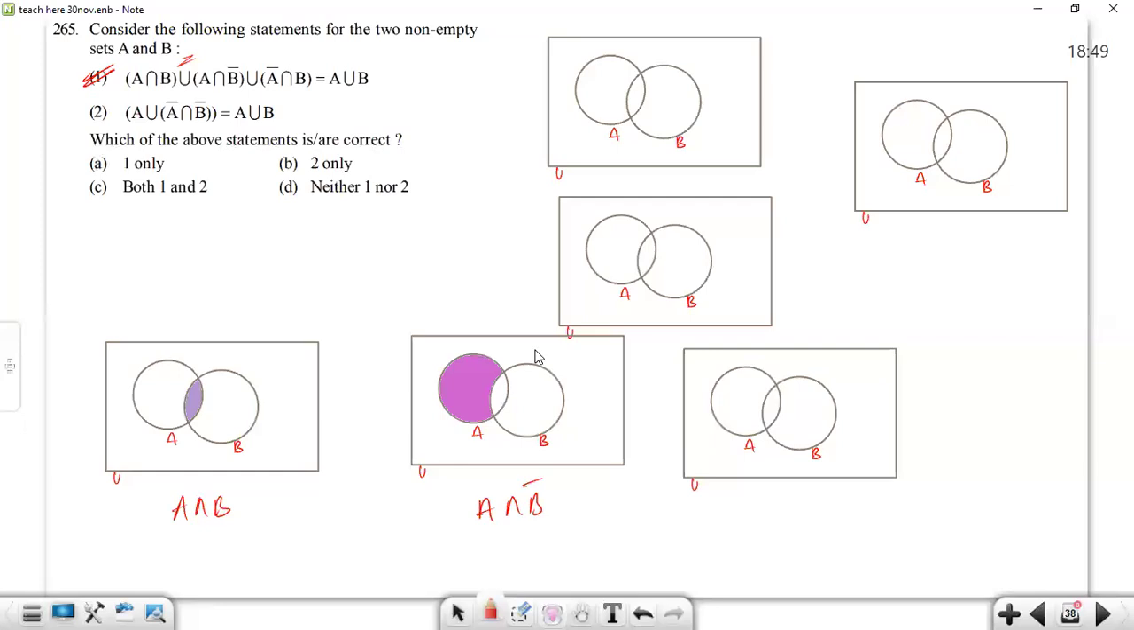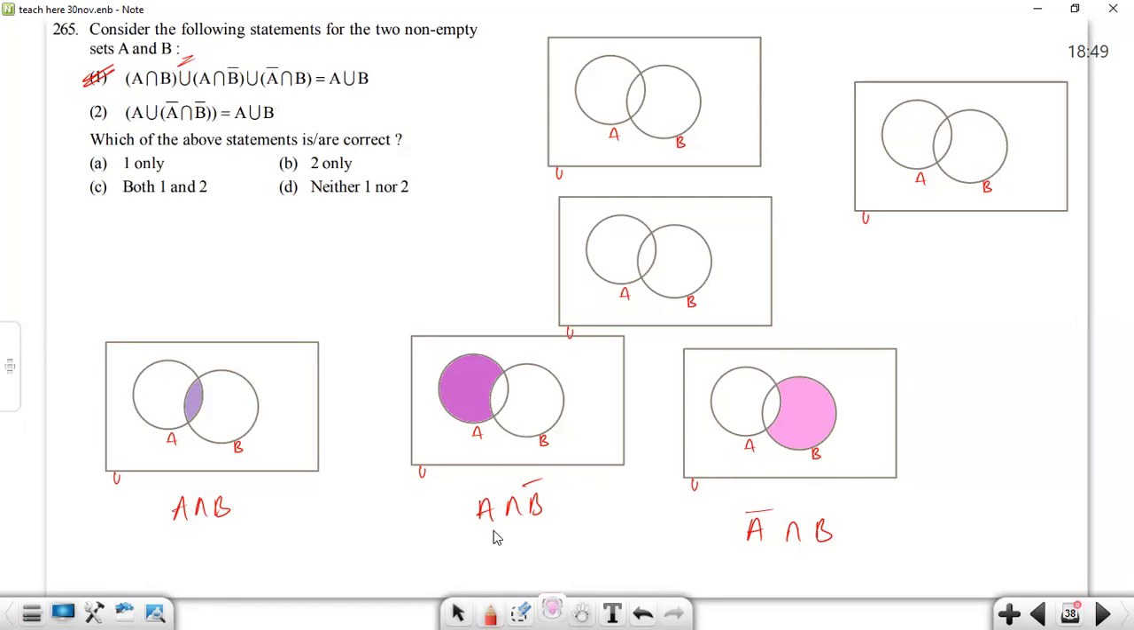Are you able to understand that? How have I drawn the diagram? So the same goes for A complement intersection B, intersection with set B. So its diagram will be this. Any doubts, or should I explain?